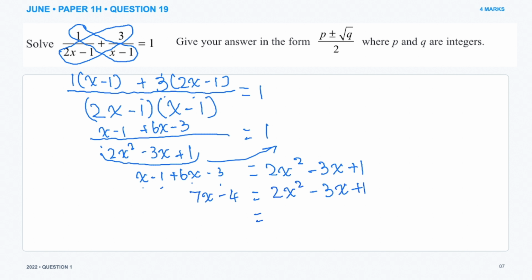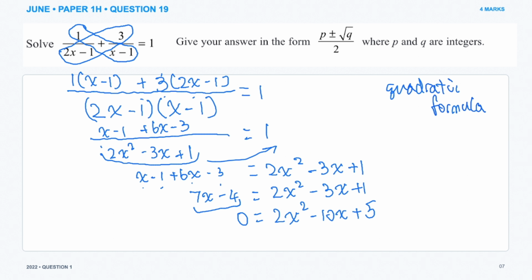Now we're going to move our linear equation to the quadratic. And we're going to get 2x squared minus 10x, because, well, positive becomes negative, and plus 5. Now we are going to make this equal 0. And now there are two methods to do this. Method 1, we're going to use the quadratic formula. And method 2, we're going to use completing the square.